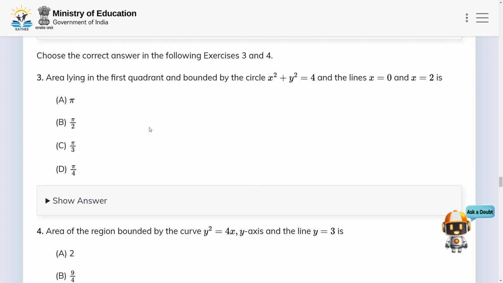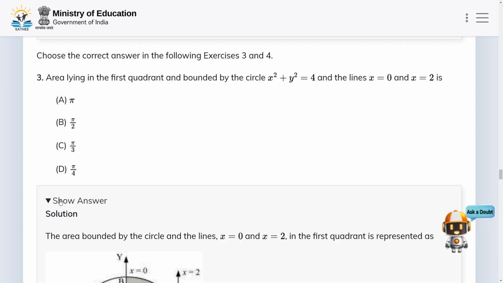You have to choose the correct option. So, area lying in the first quadrant and bounded by this. You just have to find the area lying in the first quadrant. You can also know it directly: the first quadrant area will be the total area divided by 4. Total area you will get from pi r square. R is 2. This means 4 pi will be your total area, and for the first quadrant it will be just divided by 4. You will have 1, so this means pi.